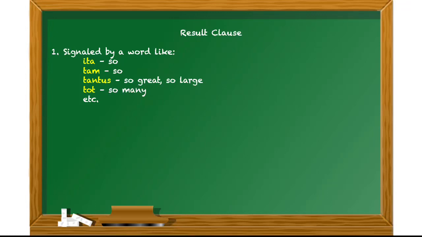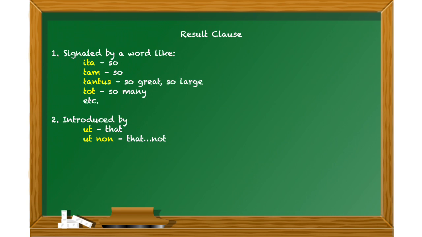In this episode, we look at another subordinate clause, one called the result clause. And there are really three things that you need to focus on to recognize this in Latin. First of all, it is signaled by a word like ita, tam, tantus, tot, or something else. And what I mean by signaled, these little words are not part of the result clause, but they let you know that a result clause is coming up. So they kind of work as a signal to say, hey, a little bit later in the sentence, there's going to be a result clause.